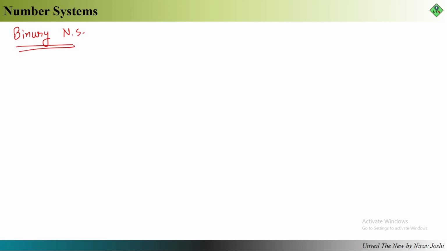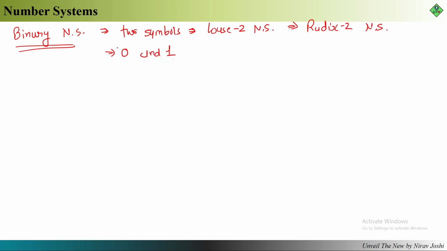Binary means 2 symbols. It is also known as the base 2 number system, or the radix 2 number system. The meaning of all these is the same. As there are 2 symbols, it is the base 2 number system, the radix 2 number system, the binary number system. There are only 2 symbols, 0 and 1. We will not use anything apart from 0 and 1.